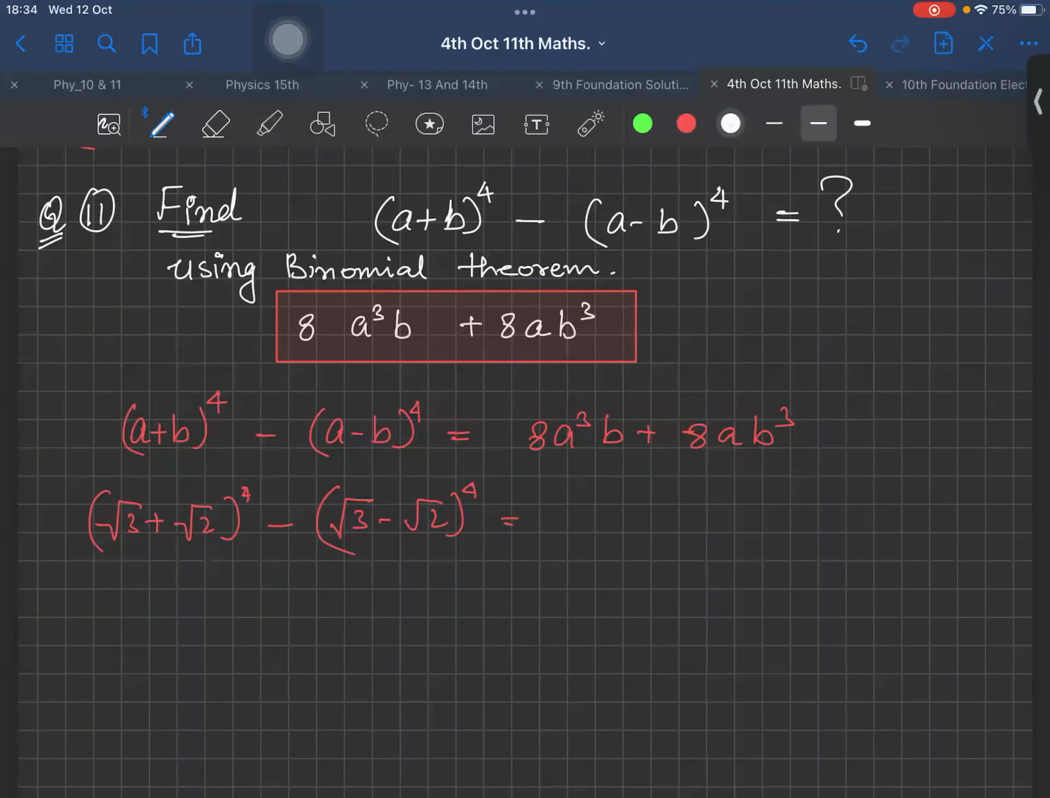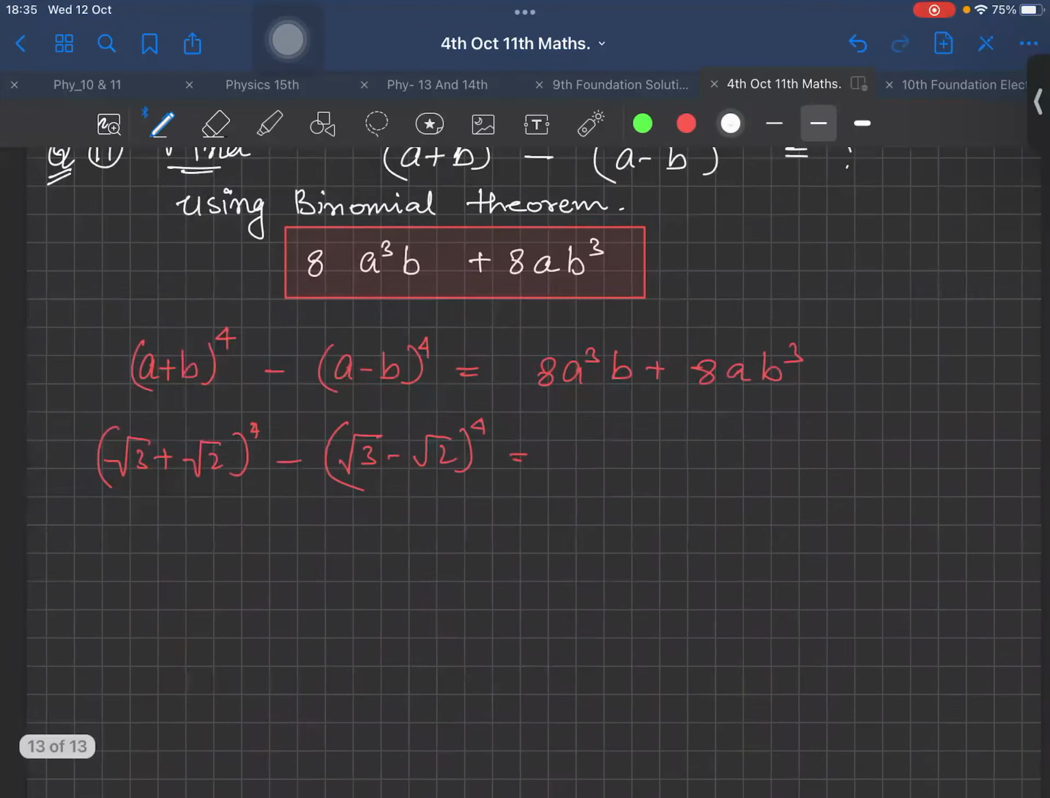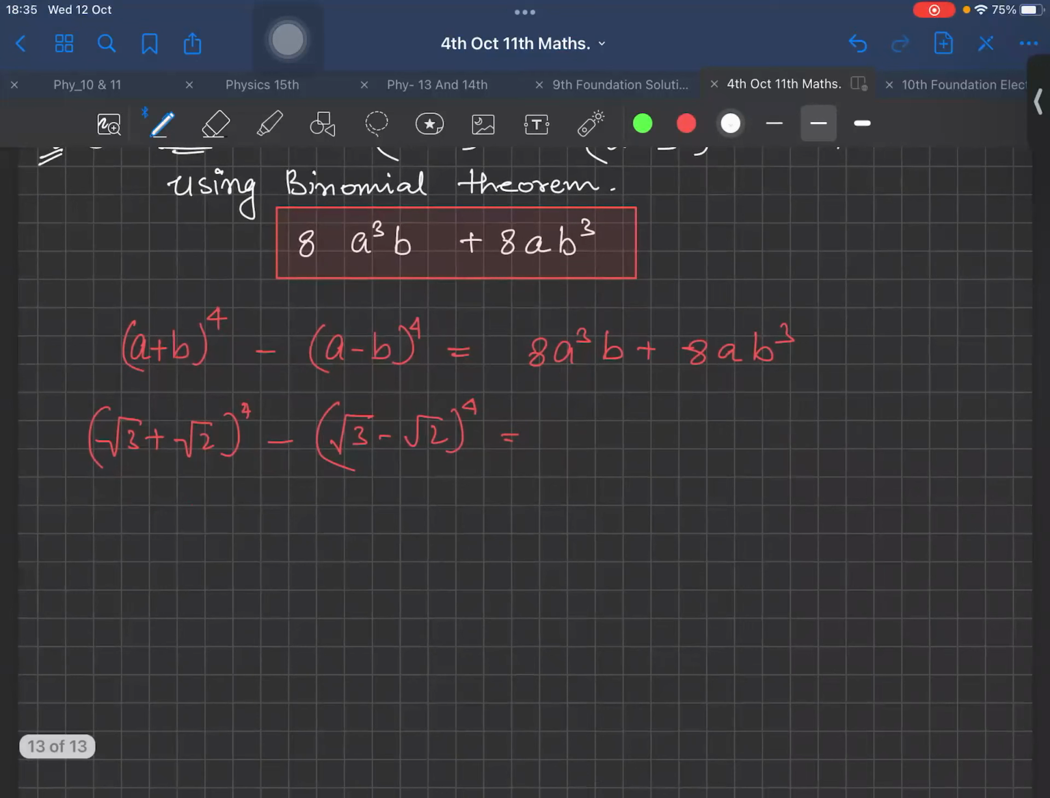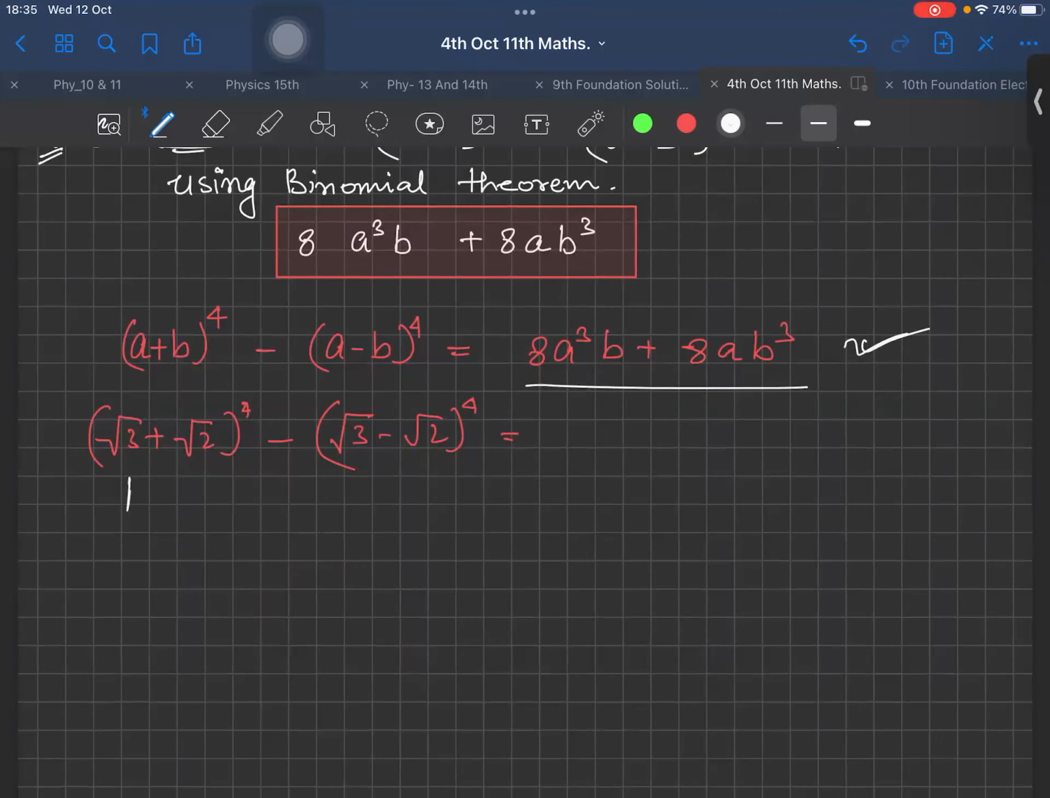Okay. So how many of you got the answer? Hello? Anybody is there or everyone left? Try. You just need to substitute the values, right? Here a is this and b is this. So you just need to substitute. What's the value you are getting?